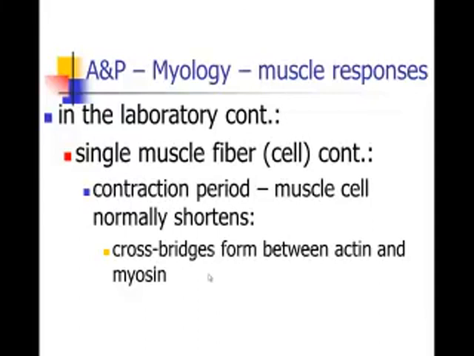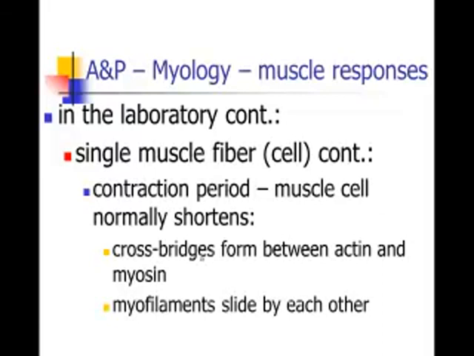And cross bridges form between the actin and myosin. Myosin filaments are going to slide over each other. We described that. And the force increases because as they start to slide, you get more and more overlap.